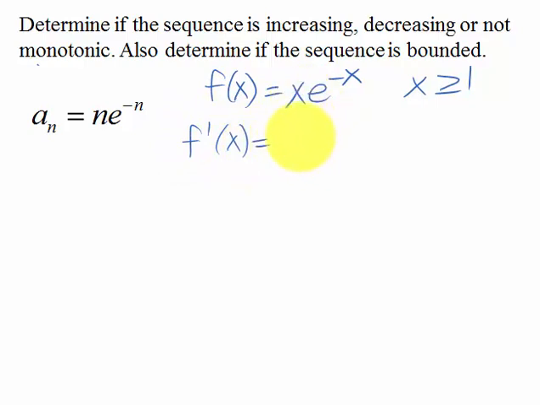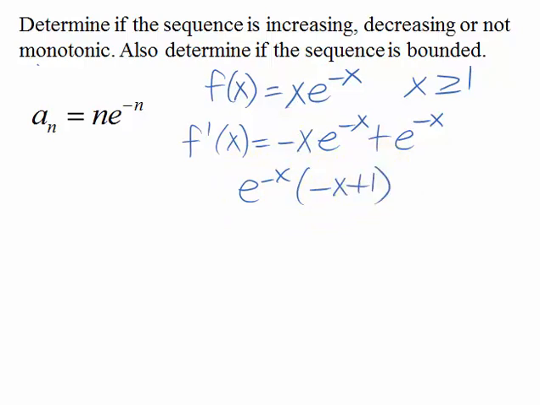So we have a product rule. First times the derivative of the second, the chain rule gives us a negative there, plus the second times the derivative of the first. Let's go ahead and factor out an e to the negative x, so that would be negative x plus 1.